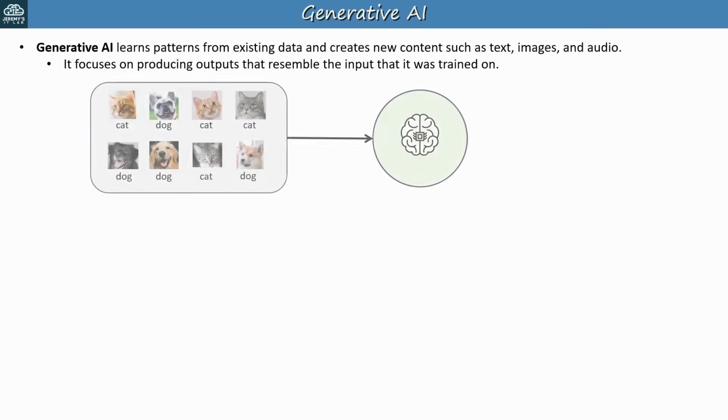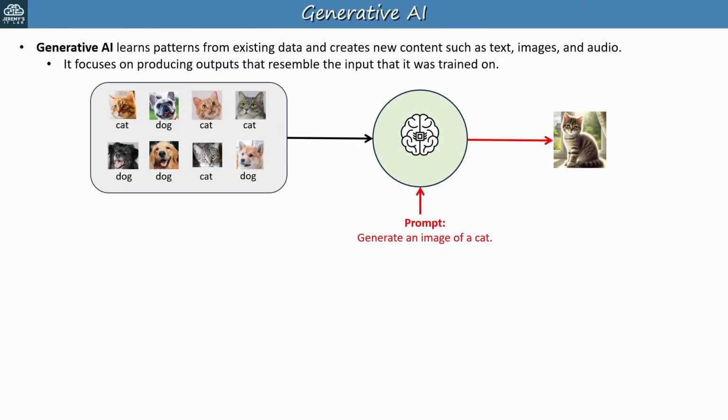For example, let's say we train a generative AI model on labeled data of cats and dogs. This model learns the features of these animals. Then, if we give it a prompt like "generate an image of a cat," the AI uses its understanding of patterns in cat images to create an entirely new picture of a cat that didn't exist before.